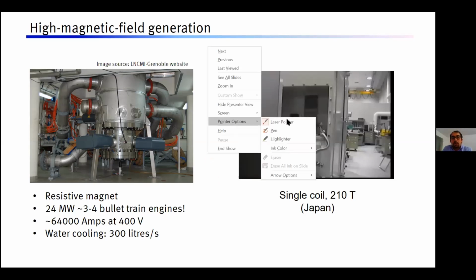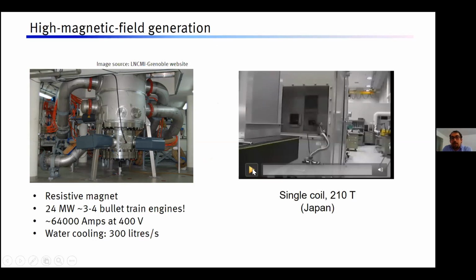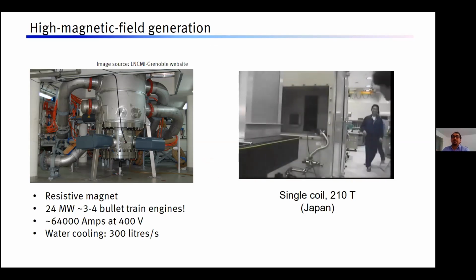For example, I can show you a video from the Japan High Magnetic Field Lab. I hope you will be able to hear the sound. Okay, so the experiment actually blows up, but since the explosion is so fast, the sample survives and one can still measure on the sample again.